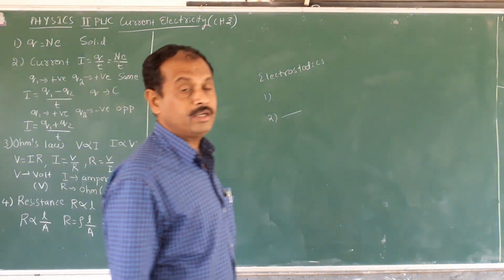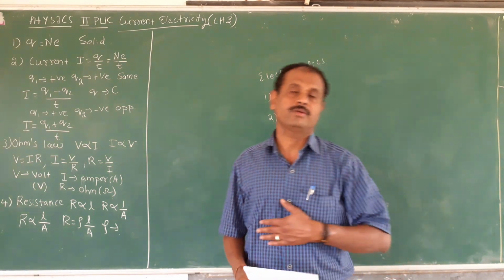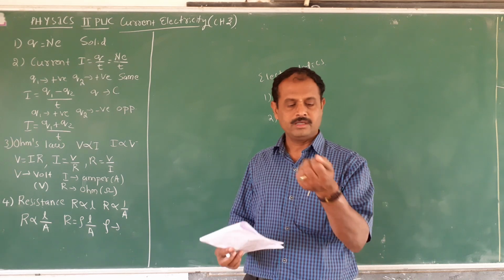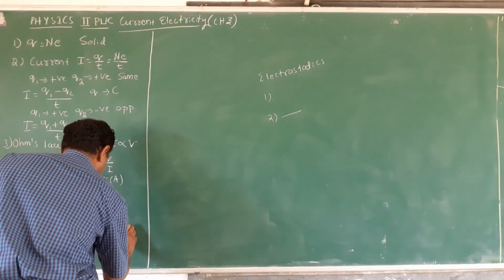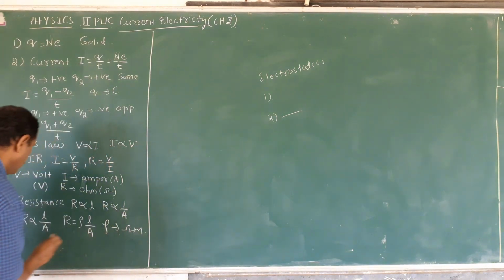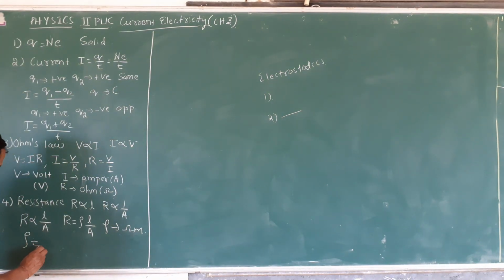Rho is called resistivity. Resistivity of the material of any wire or certain material. Now the SI unit is ohm meter. Now resistivity is equal to A divided by L into R.